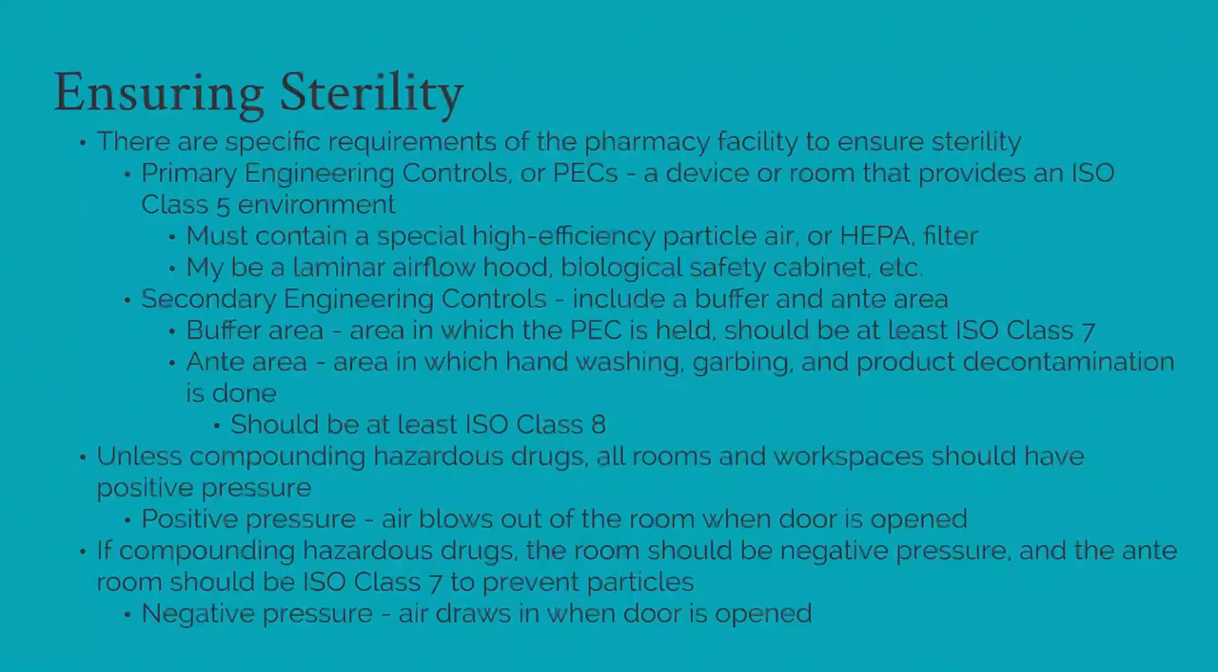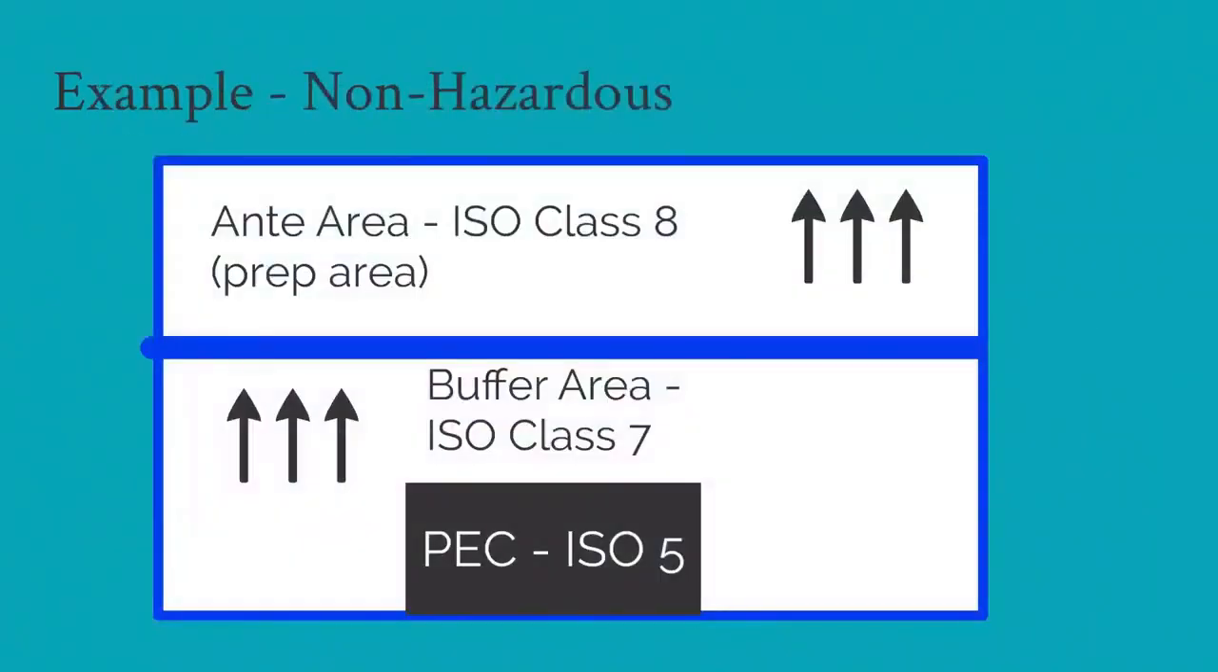If you're compounding hazardous drugs, the room should be negative pressure, and the anteroom should be an ISO class 7 to prevent particles. So you're going to want your anteroom to be a little bit cleaner than the typical anteroom, and negative pressure just means that air draws in when the door is open. This is because you're typically dealing with something that's hazardous to other humans, so you don't want to push it out of the door when the door opens. You want to suck it in like a vacuum so other people aren't exposed.